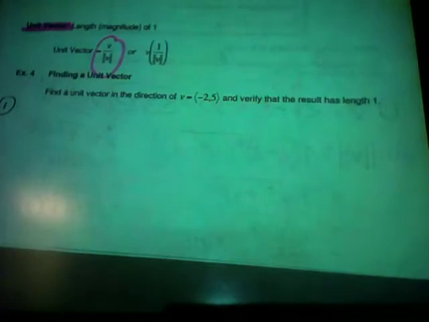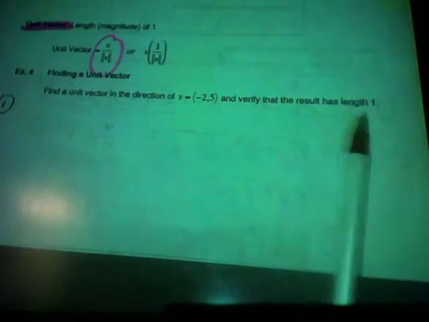Okay, so step 1. Look at what I've given you. Find a unit vector in the direction of v equals, is this in component form or not? Yes. If it weren't in component form, they would give you an initial point and a terminal point, and you'd have to go through the process of getting it into component form first. So that would come before this. But since they've already done it for us, we don't have to worry about it. And then the other part is you're going to have to verify that the result has a length of 1, and I'll show you how to do that in a minute.